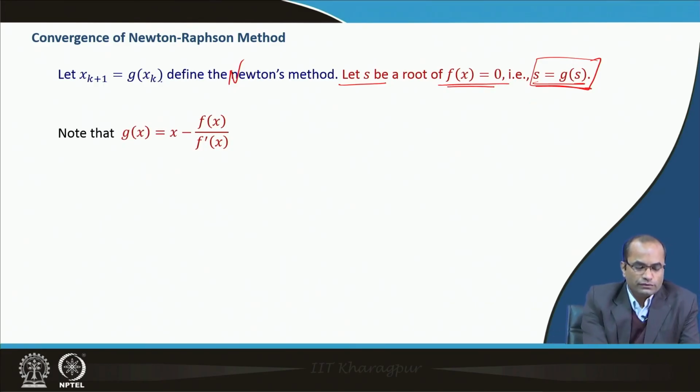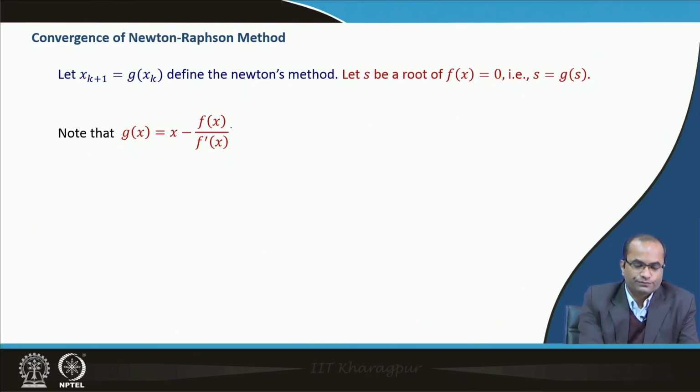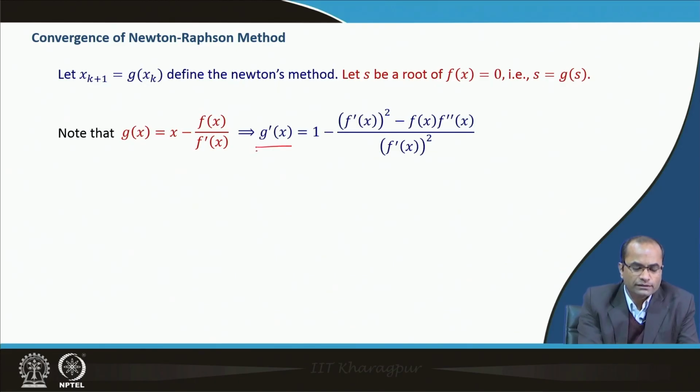Now, we note that g(x) is x minus f(x) over f'(x) for the Newton-Raphson method, and that is what we discussed on the previous slide as a special case of the fixed point iteration method. So, having this g(x) now, we can get g'(x), the derivative of g(x). So, g' means the derivative of x, which is 1, and then the derivative of this quotient, where the quotient rule applies. So, f'(x)² will be coming, and then we have to take the derivative of this f'(x), and then this f'(x) will go up.